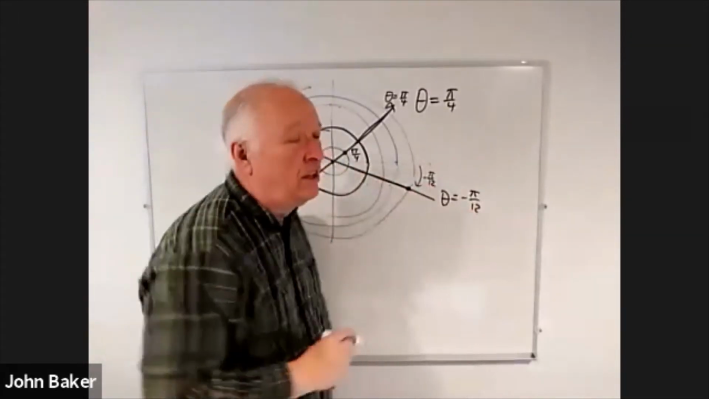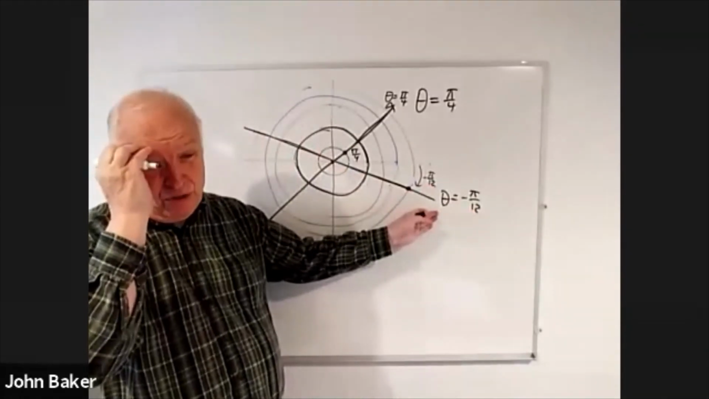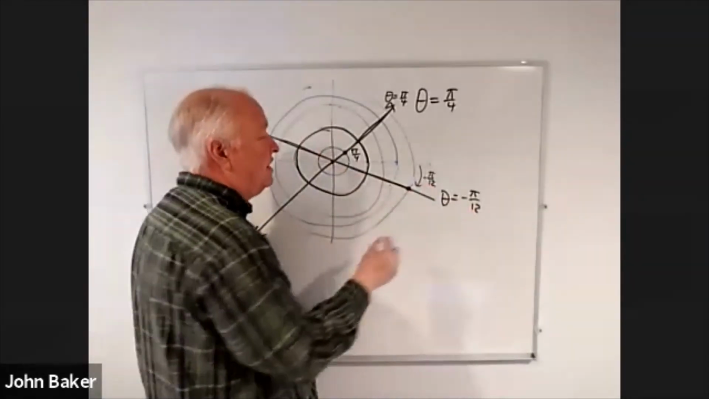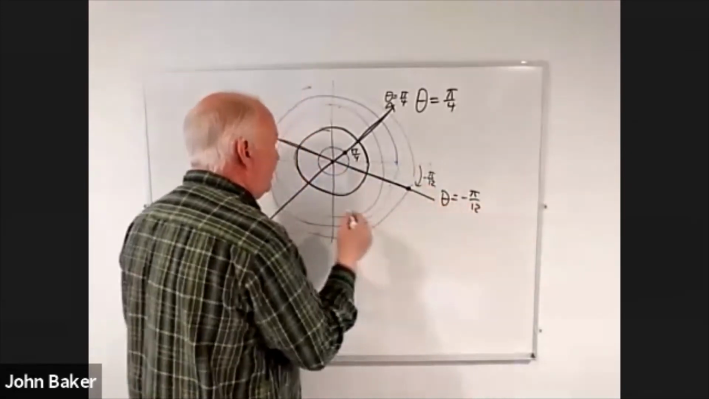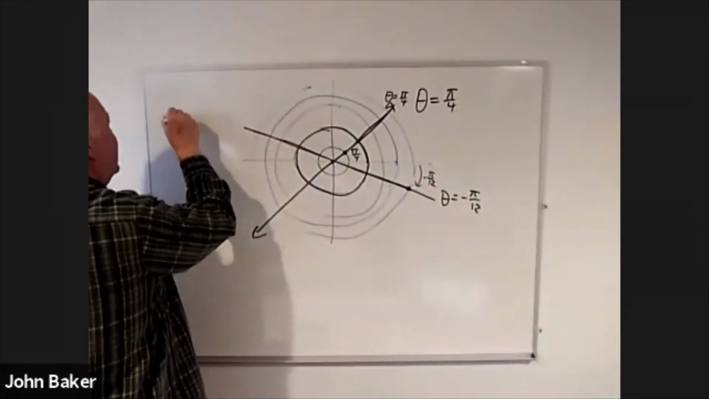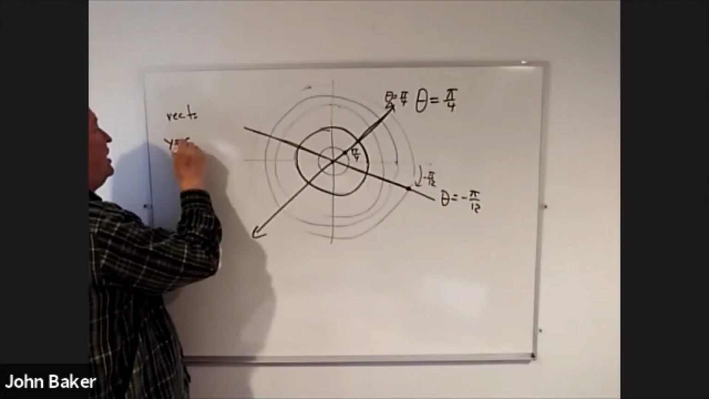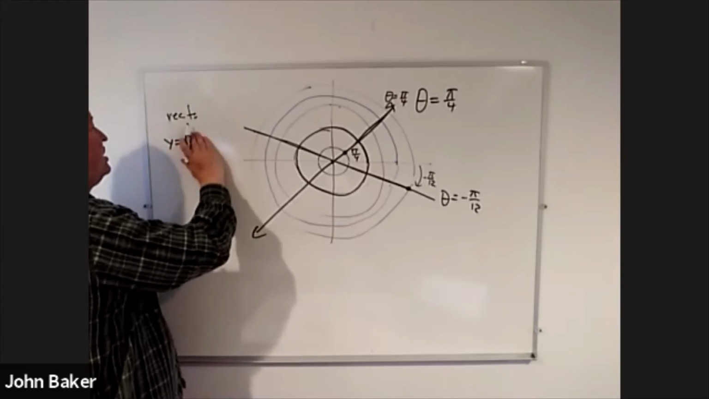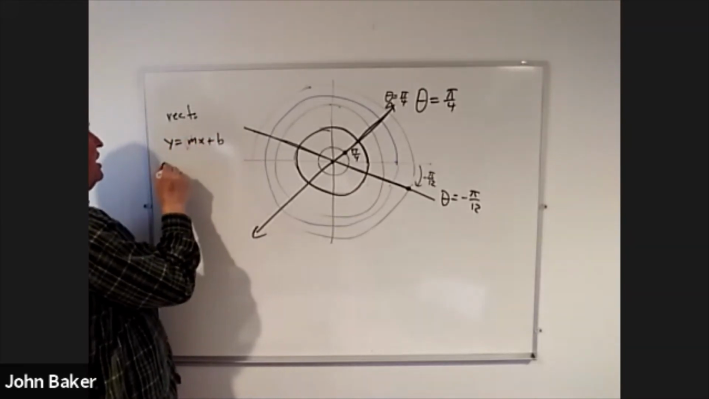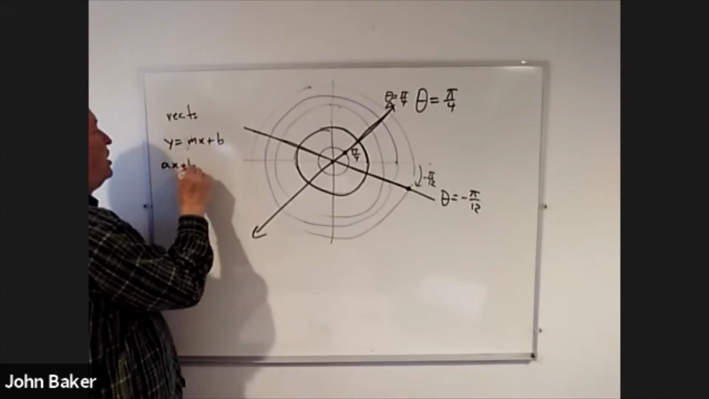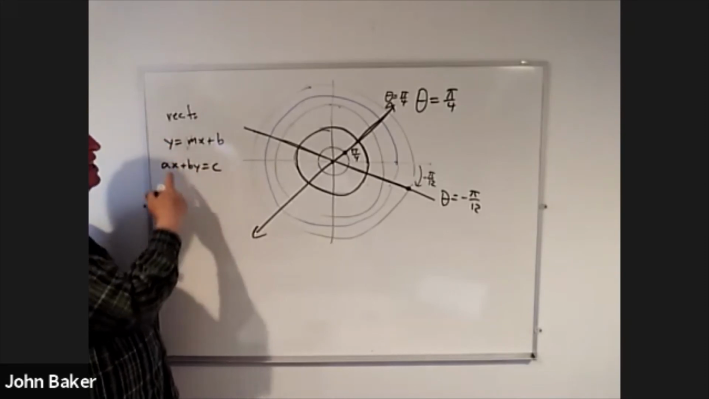So again, drawing lines in a polar coordinate system is a lot easier of an equation to write than when we write lines in a rectangular coordinate system. We use y equals mx plus b, or we use ax plus by equals c, or some other more complicated formulas.